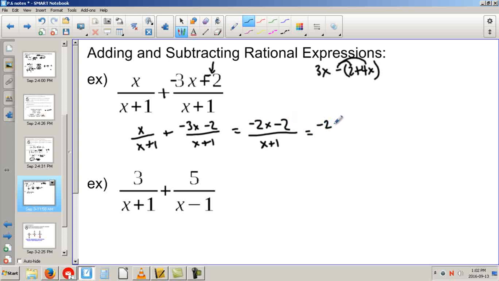So if I pull a negative 2 out by division, negative 2 times x is negative 2x. Negative 2 times 1 is negative 2. And that's all over x plus 1. And now I see the x plus 1's cancel. So the actual answer to this is negative 2. It's kind of interesting. There's actually not an x left. The answer is negative 2.